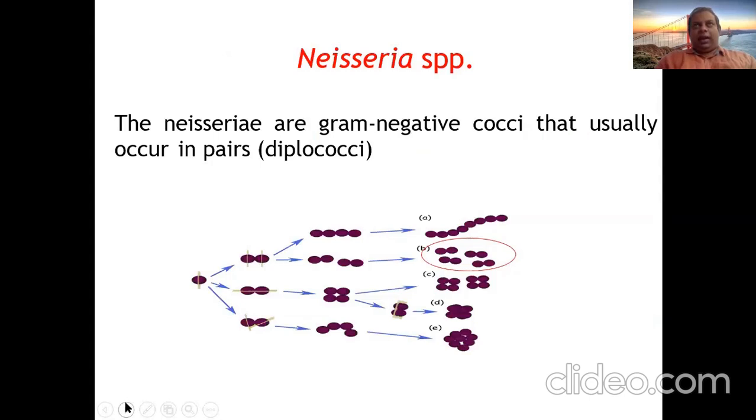So what is Neisseria? Neisseria species are gram-negative cocci that usually occur in pairs. Here they are gram-negative diplococci. Streptococcus is gram-positive diplococci. But the arrangement per se also differs.